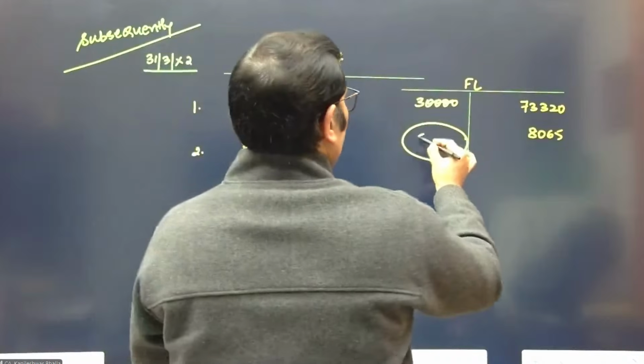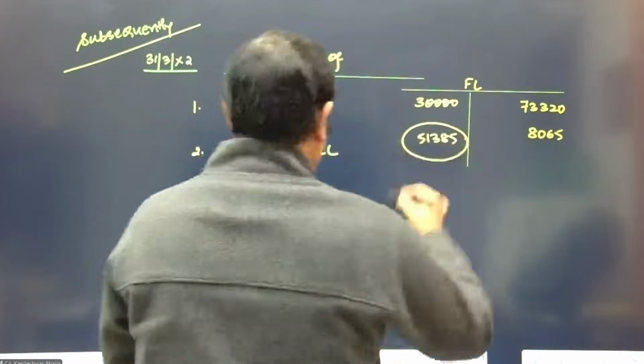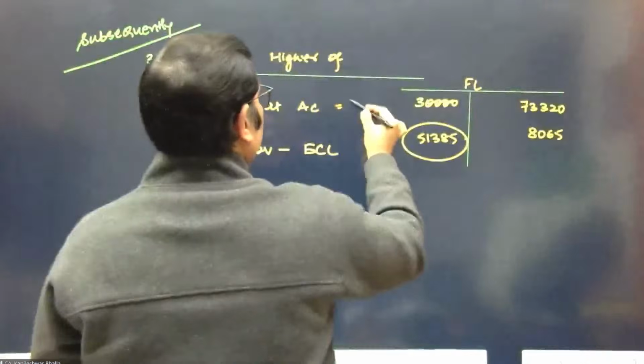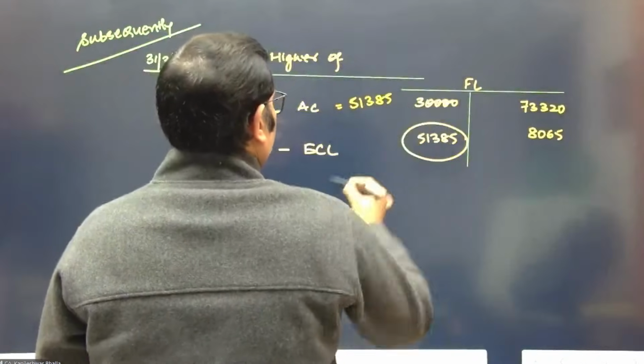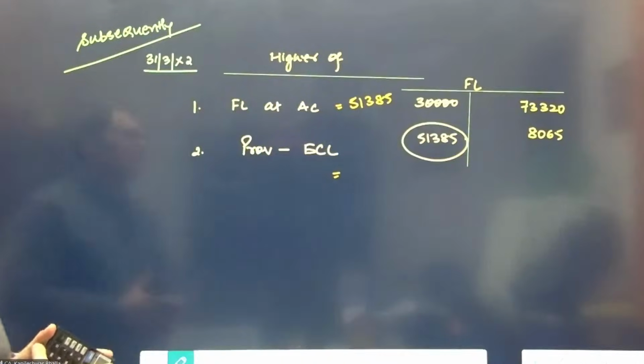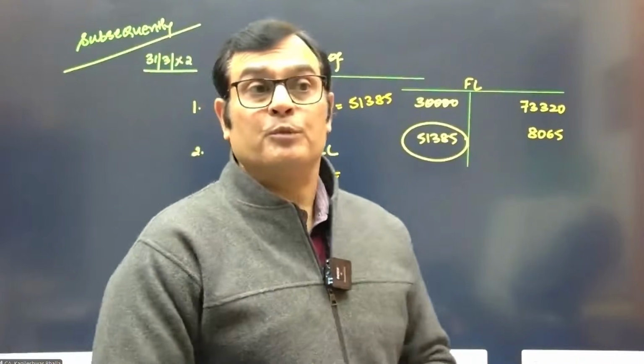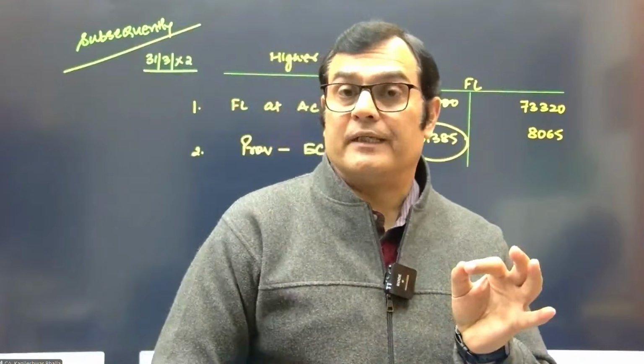That comes to 51,385. So we can consider this as 51,385. Now we need to consider that if a default occurs, we have to calculate what is the amount of provision required for expected credit loss.